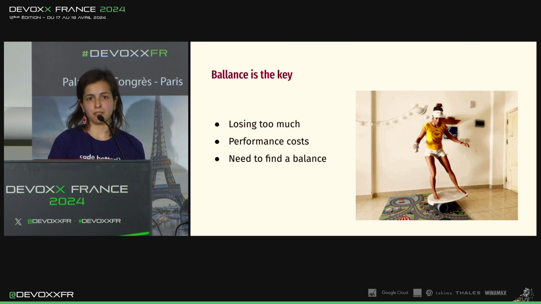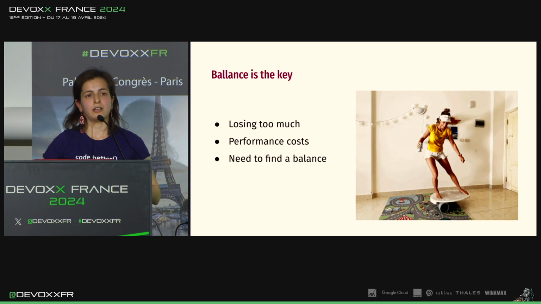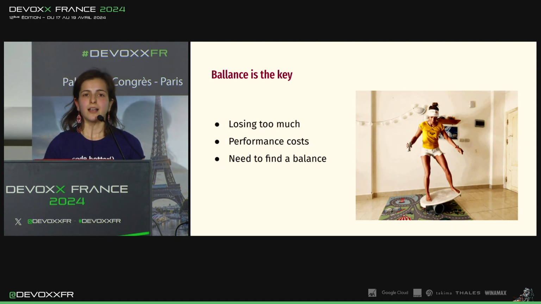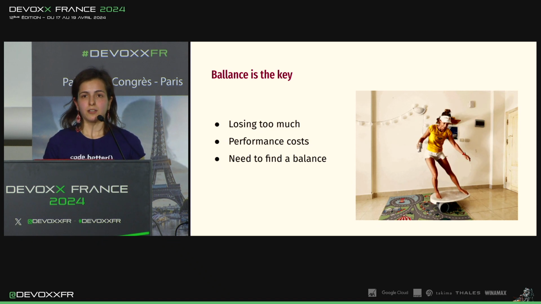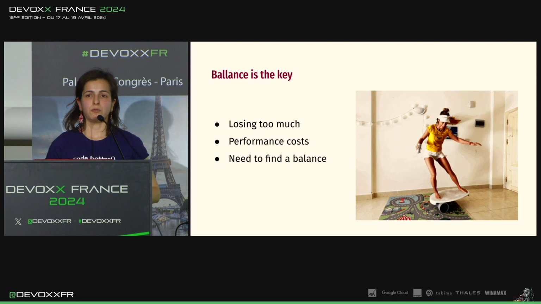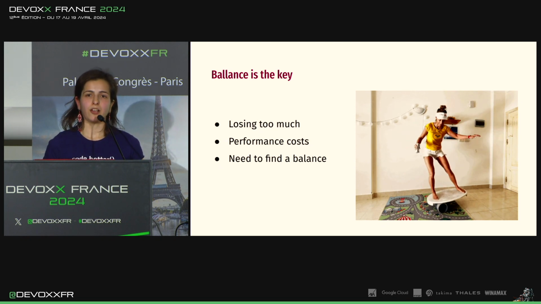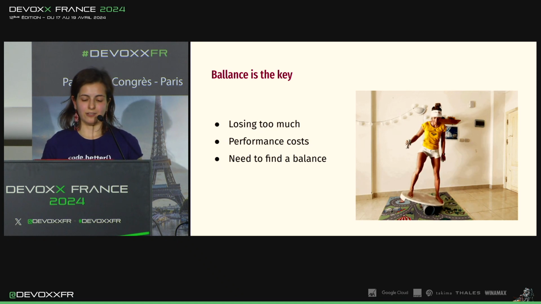And there are some performance costs, because if you have custom class loaders and you have to load and load, if you have weak references, you have to recreate, and it takes from your performance. So the balance is the key. You need to understand what works for you, for your application, what is more important for your application, and only you can answer these questions.